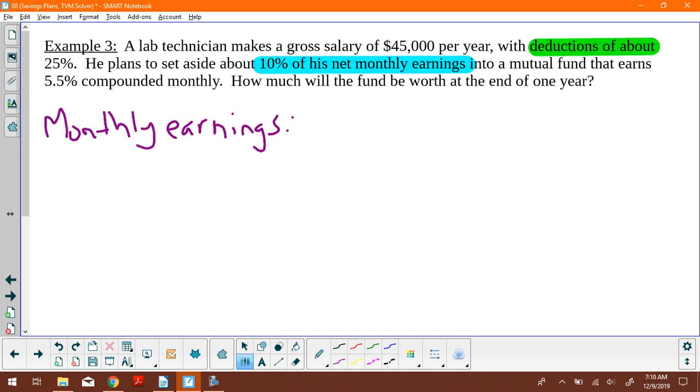So first, let's figure out how much he makes per month. Okay, so that'd just be 45,000 divided by 12. So gross income, sorry, not net, this is a gross income. Okay, it's 3750.